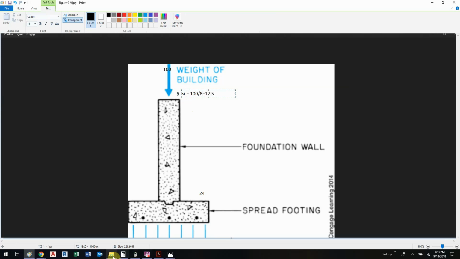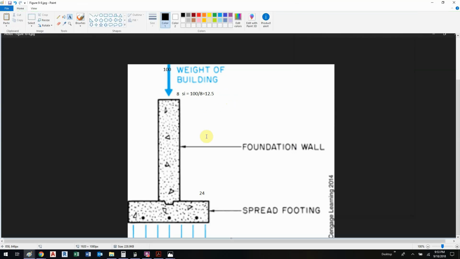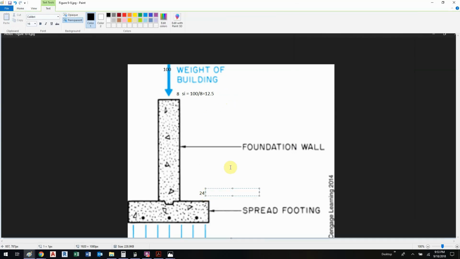I think it was. Let's see if I still got that in there. No, I don't have it still in there. 100 divided by 8 equals 12.5. Okay, good. I remembered that. Okay, so now we're going to come down here, and I'll put in SI here. We have 24 square inches equals 100 divided by 24 equals 4.16667. And that is PSI. All right, pounds per square inch. I'll go back up here and put PSI here as well.